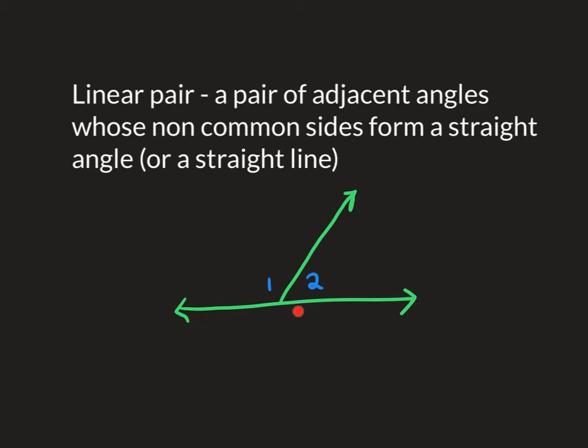But then there are the non-common sides, so the sides that they don't share, right? They share this side here. But they come together to form a straight angle or a straight line, right? So we've got a line here, and then it's divided up into two angles. So that is what a linear pair looks like.